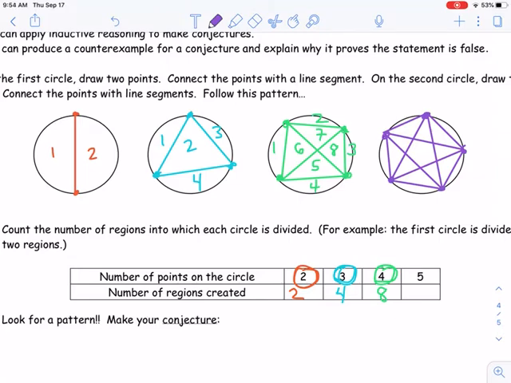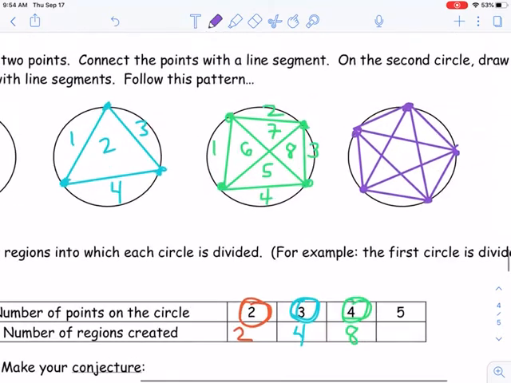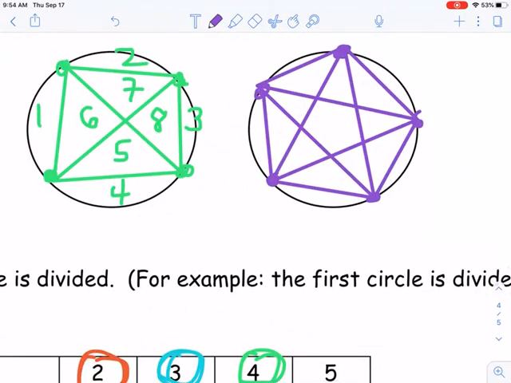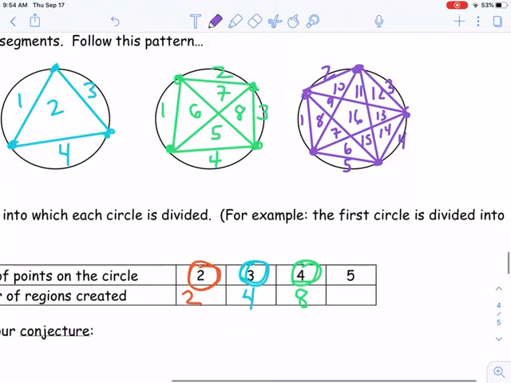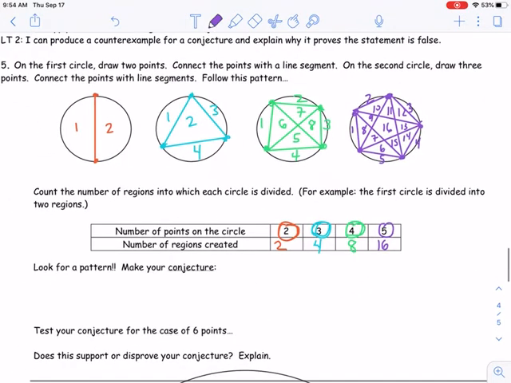Alright, so I connected all the dots to all the other dots. Now I got to be a little bit careful. There's 1, 2, 3, 4, 5, 6, 7, 8, 9, 10, 11, 12, 13, 14, 15, 16. 16. Alright, now look for a pattern, make a conjecture, alright?